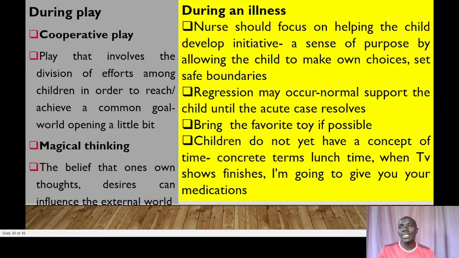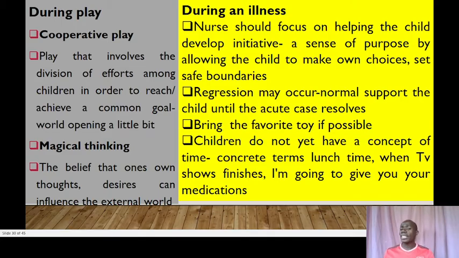During illness, when they are sick themselves, nurses should focus on helping the child develop initiative, a sense of purpose, by allowing the child to make at least some of their own choices and by setting boundaries. Regression may occur when they are sick, and this is a normal thing. So you just need to encourage the parents to continue supporting their child until this acute phase resolves. Once it resolves, they can continue developing. You need to bring the favorite toy if possible.